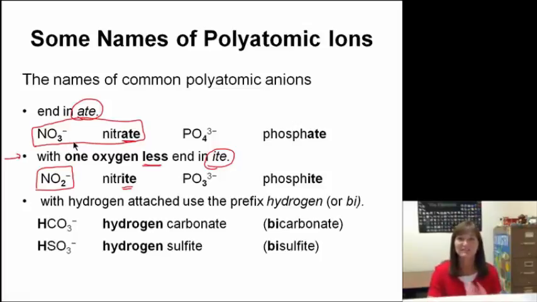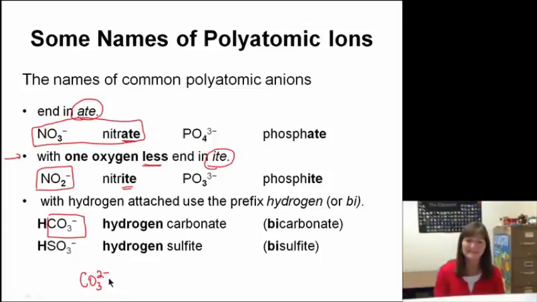Another change to the more common "ate" polyatomic ions is what happens if you add a hydrogen ion. So when you add a hydrogen, you're going to attach the prefix hydrogen or the prefix bi. Okay, so here's a couple examples. Carbonate is the CO3, actually carbonate is CO3 2-. So CO3 2- is carbonate.